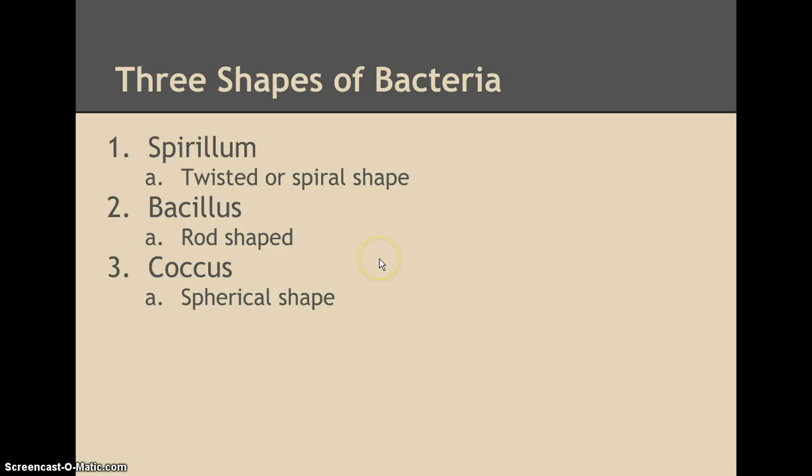There's three shapes of bacteria. There's Spirillum, which is a twisted or spiral shape, Bacillus, which is rod shape, and Coccus, which is a spherical shape, which we'll see in the next few slides. And I will wrap up this first part of the presentation because my time's about to run out. So we will see the bacteria and the rest of the lab in the next video.